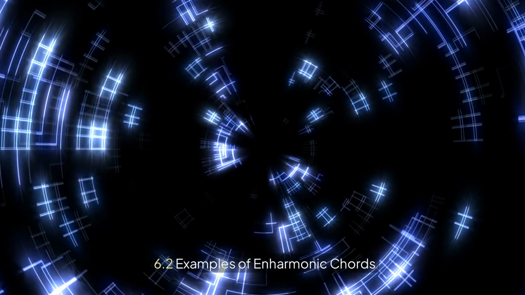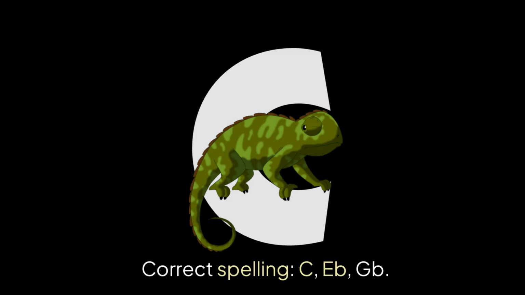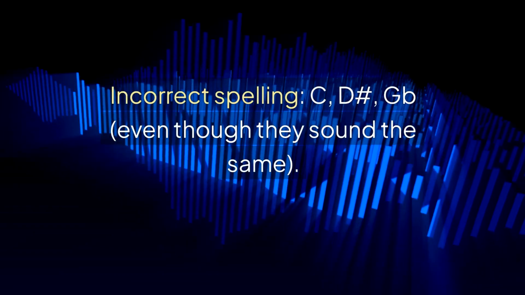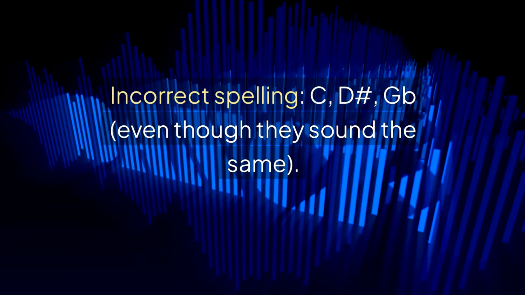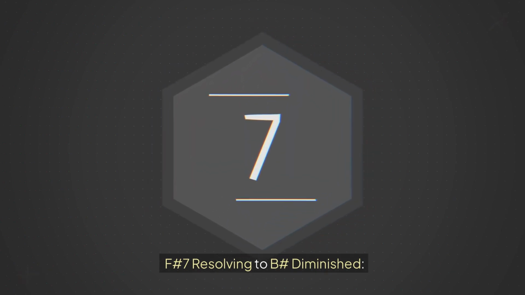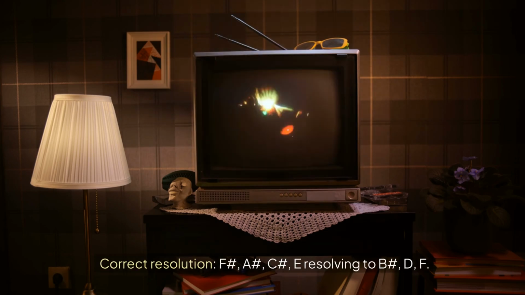6.2. Examples of enharmonic chords. C diminished triad, correct spelling: C, E flat, G flat. Incorrect spelling: C, D sharp, G flat, even though they sound the same. F sharp 7 resolving to B sharp diminished is the correct resolution: F sharp, A sharp, C sharp. E resolving to B sharp, D, F.